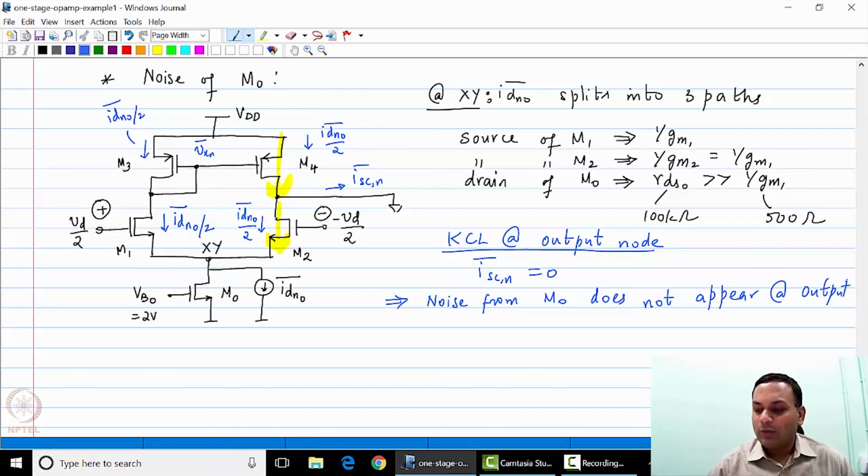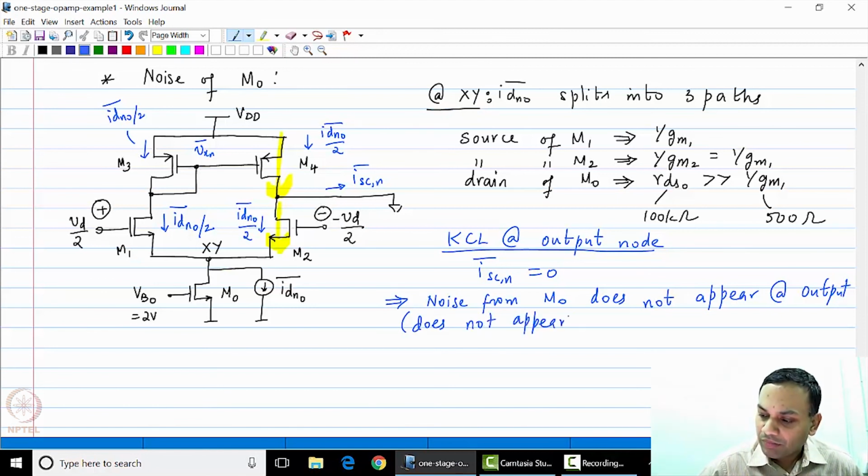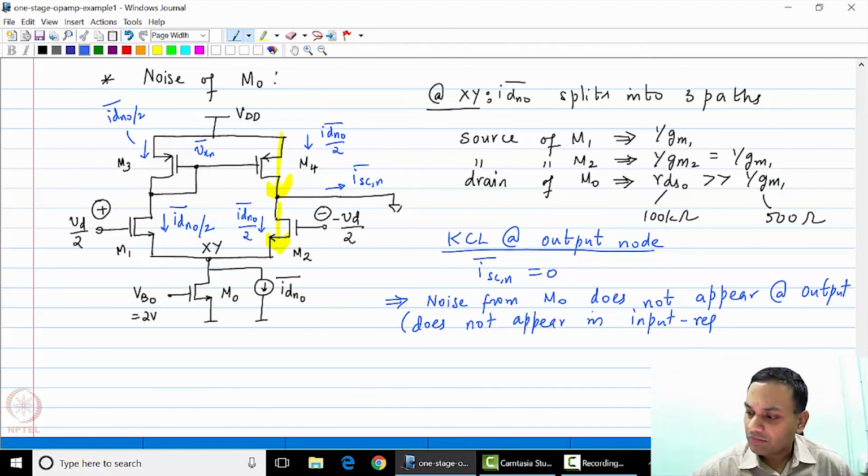And consequently, it also does not appear in the input referred noise of the op-amp. So as you can see, the noise of M0 appears through the transistors M1 and M2, but does not affect the output at all.